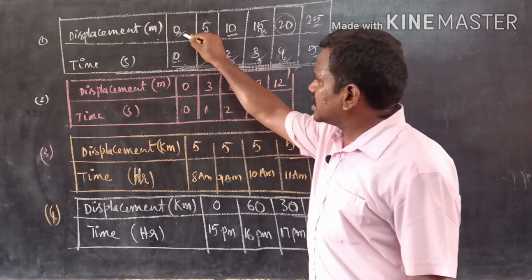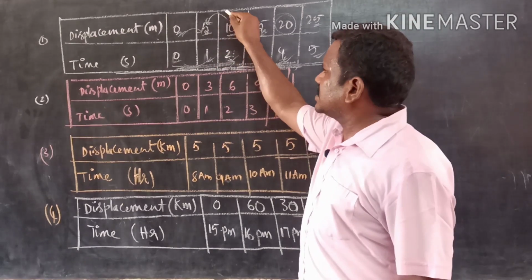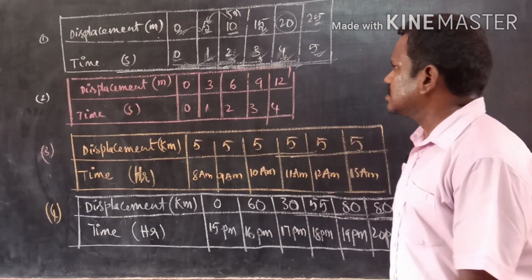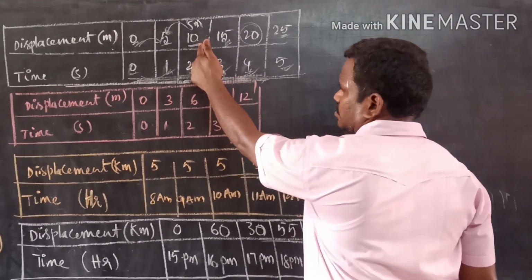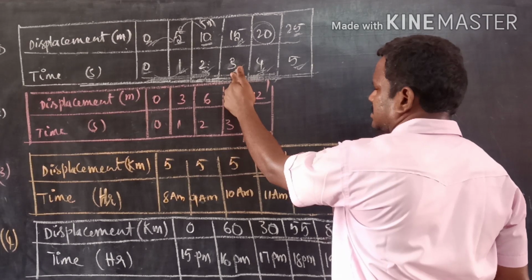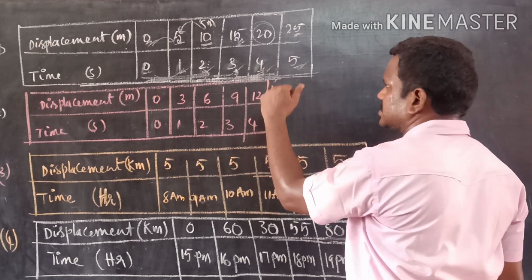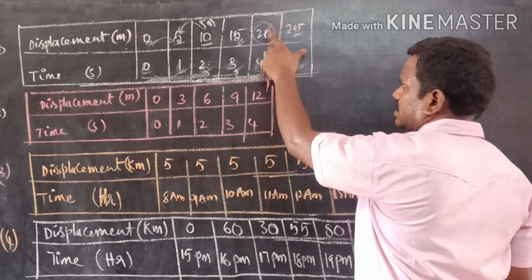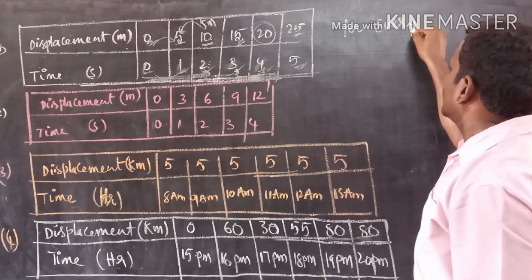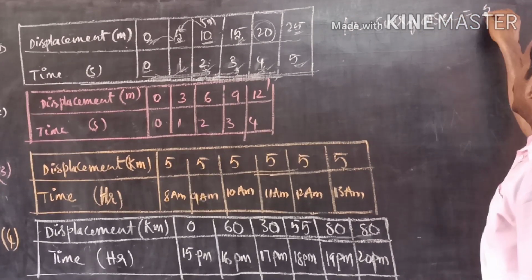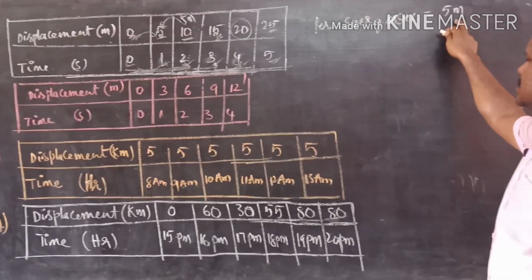See here, in the first second, how many meters? 5 meters. The gap 2 minus 1 is 1 second, and 10 minus 5 is 5 meters. Here 3 minus 2, 1 second, 15 minus 10, 5 meters. 4 minus 3, 1 second, 20 minus 15, 5 meters. 5 minus 4, 1 second, 25 minus 20, that is 5 meters. For every 1 second, the body is travelling a distance of 5 meters.